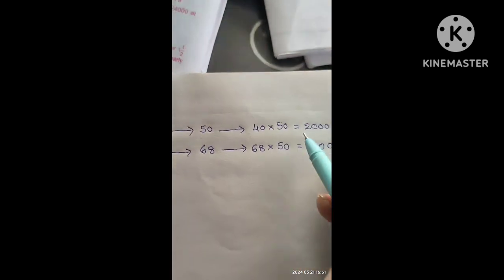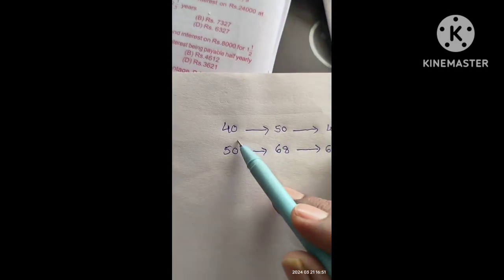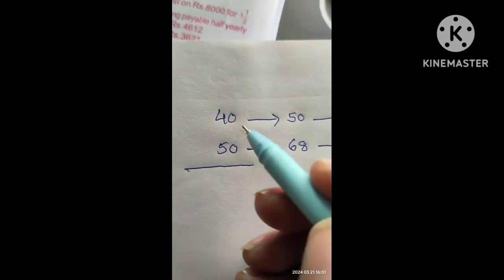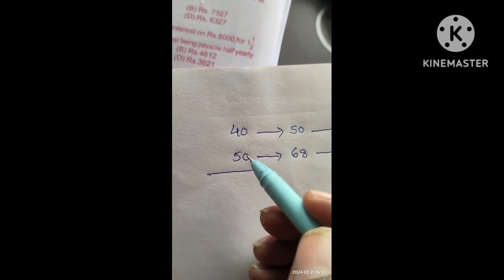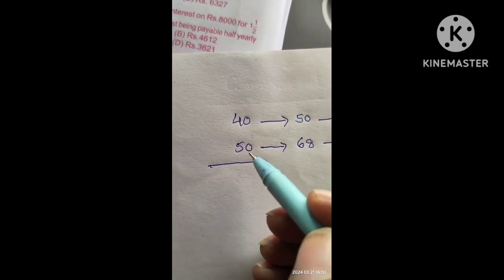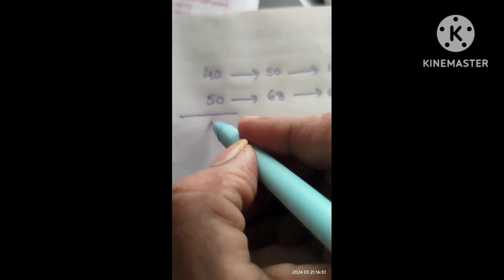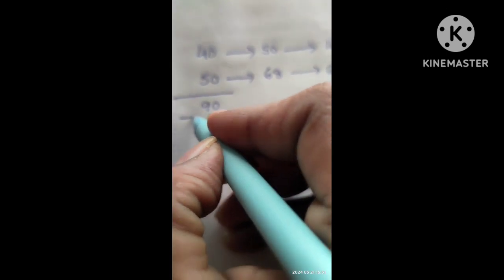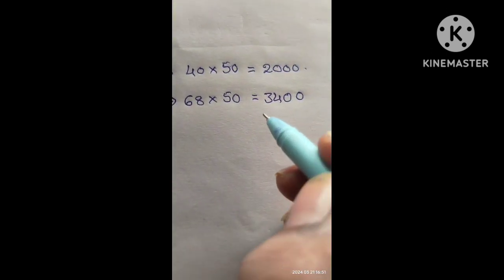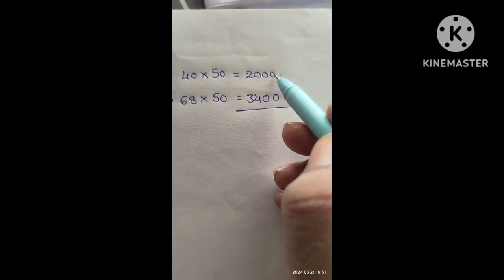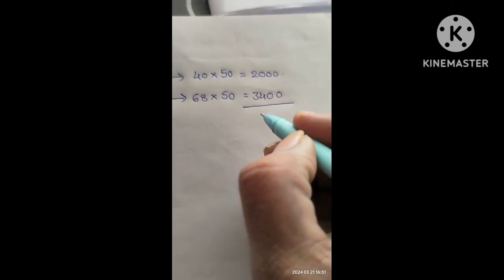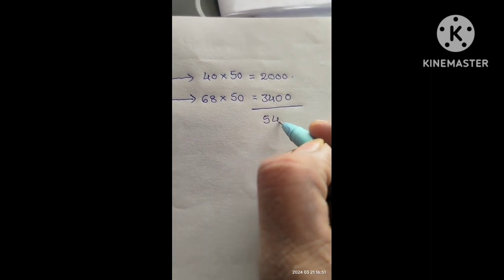This is the sum of the marks of 40 students. Now he is asking for the total, combining both groups. Combining both groups means here 40 students, here 50 students. So the total number of students is 90. And the total marks of the students, this is the total of the maths group, this is the total of the science group. The total is 5400.